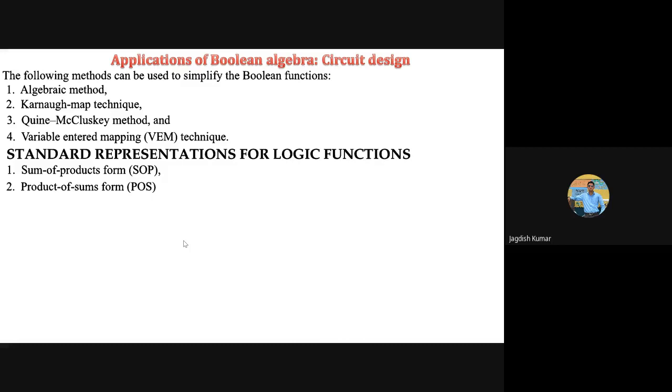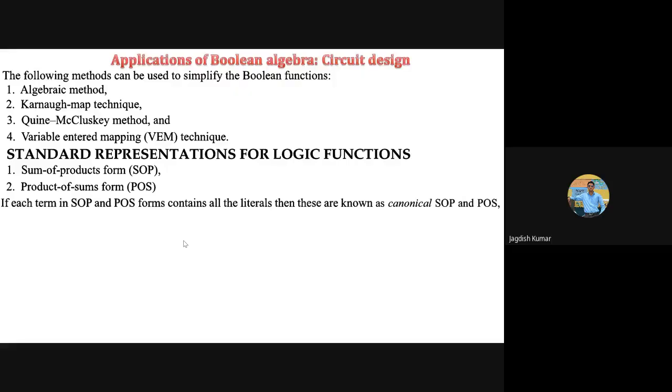First, let us try to understand what sum of product and product of sum form are. If each term in sum of product or product of sum form contains all literals, then these are known as canonical SOP and POS. Now you will ask, what is a literal, what is SOP, what is POS? This will be clear shortly. A variable in complemented or uncomplemented form is known as a literal.